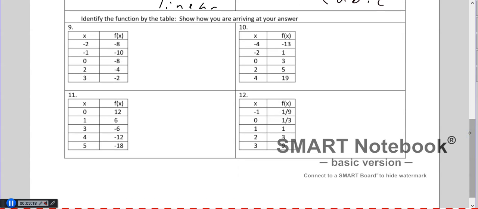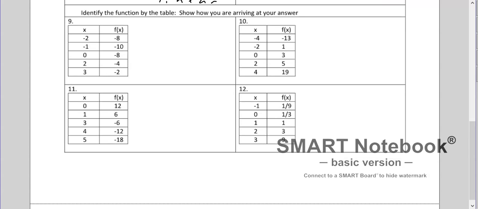Okay, number 9 through 12. Again, these are in your notes. You can use your notes on the test. There's no reason to get these wrong. Just look for the patterns. Another thing you can do, since you have access to Desmos for this test, is you can put these points in Desmos and you will see what's happening.